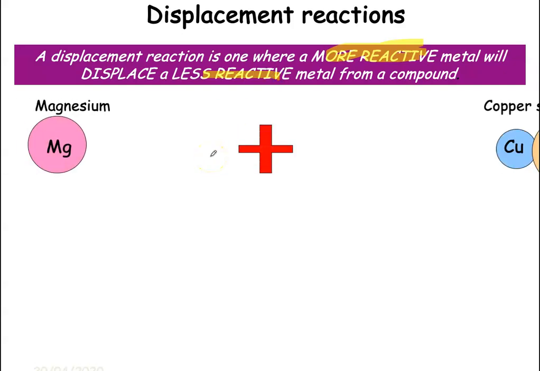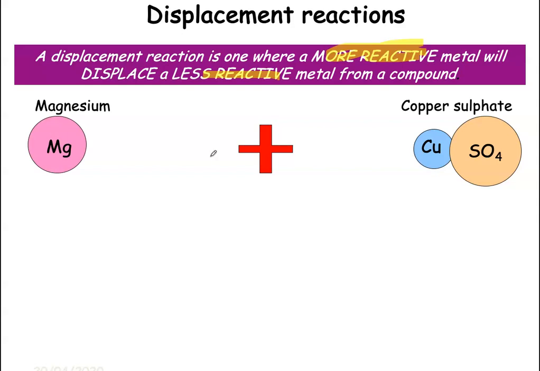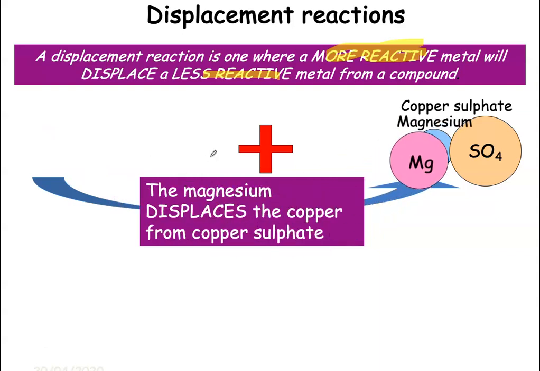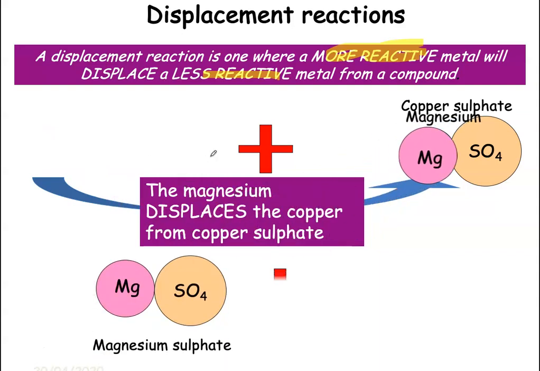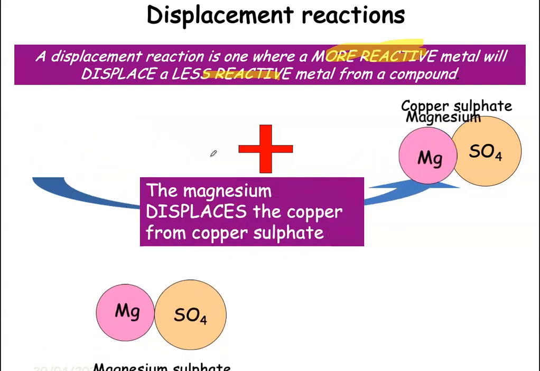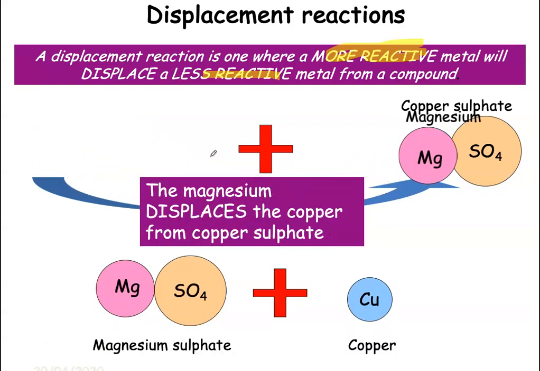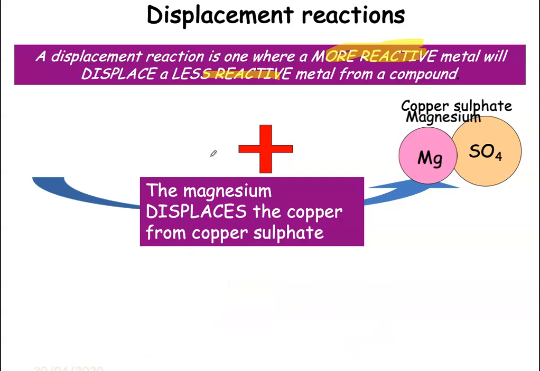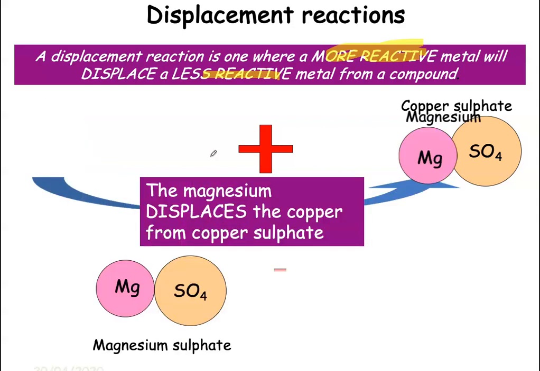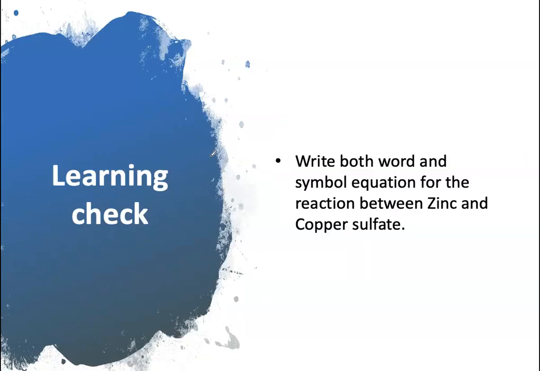Magnesium reacts with copper sulfate. You will see magnesium swaps places with copper. Copper is taken out of the solution. That is displacement. Just to go back once more, magnesium displaces copper to form magnesium sulfate and copper. This reaction will not take place if we have copper reacting with magnesium sulfate. That will not happen.